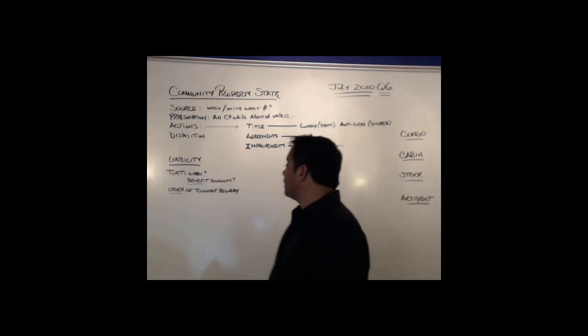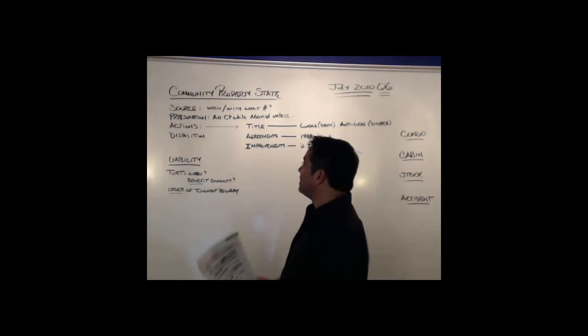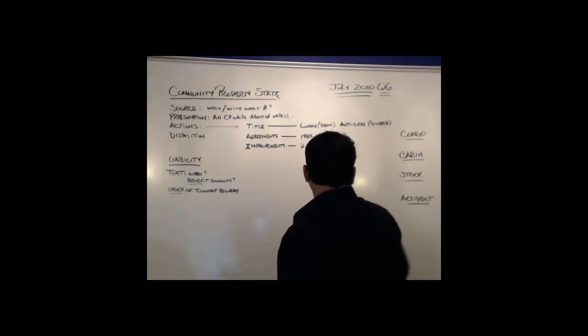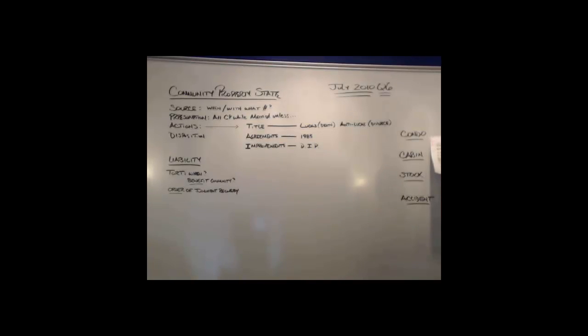So what is this question testing? And then we'll go through it step by step. It's testing the disposition of 3 different pieces of property: a condo, a cabin, stock, and liability for an accident.